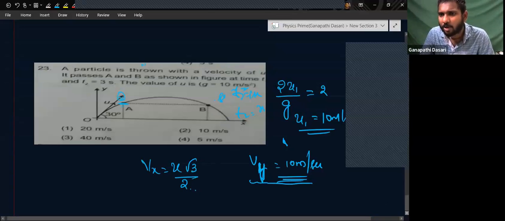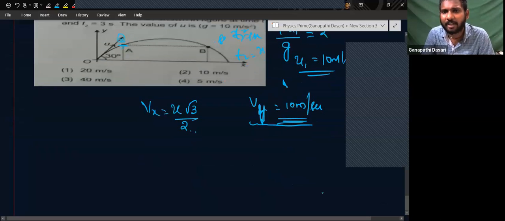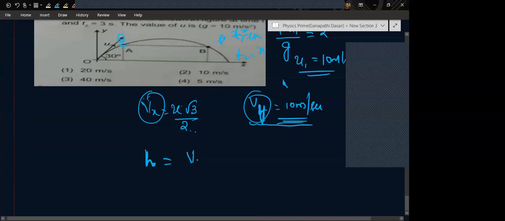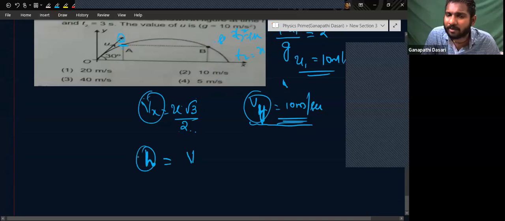There's one way we can solve here, and there's another way also. We got Vy and Vx also. Vx is u root 3 by 2, Vy is 10 meter per second. Then the speed at that height we cannot find out with this. Let me solve this question with the concept of same height, h. What is h? It is the vertical displacement.